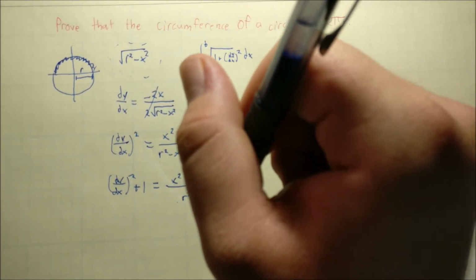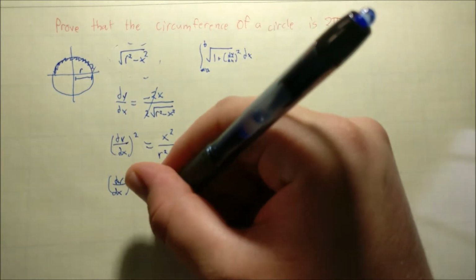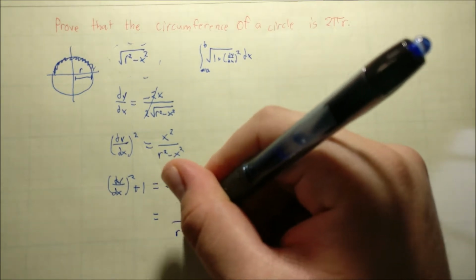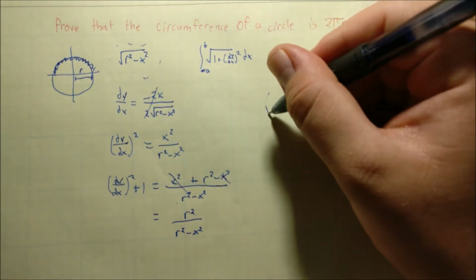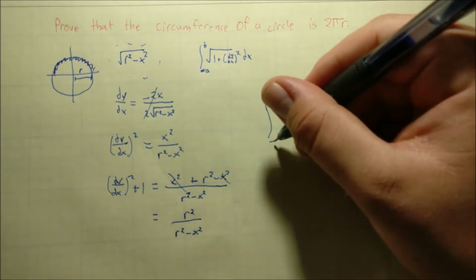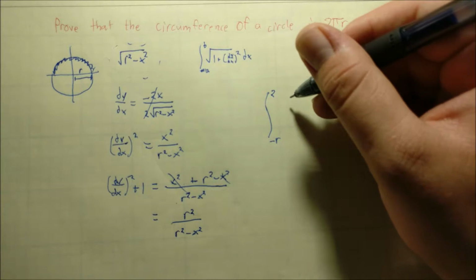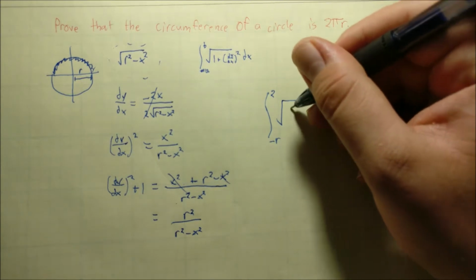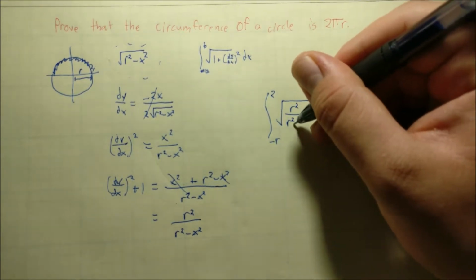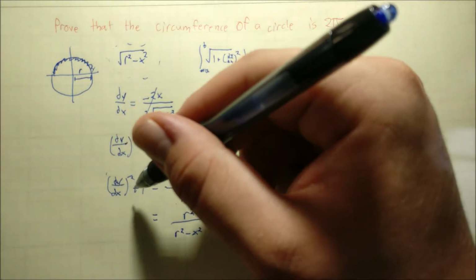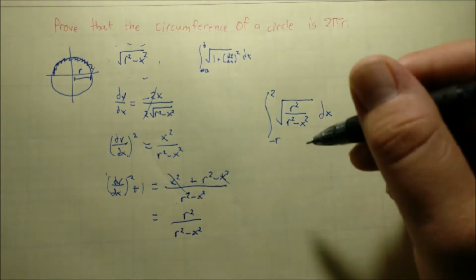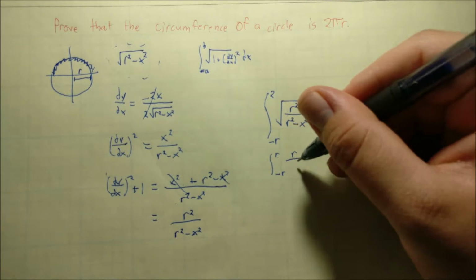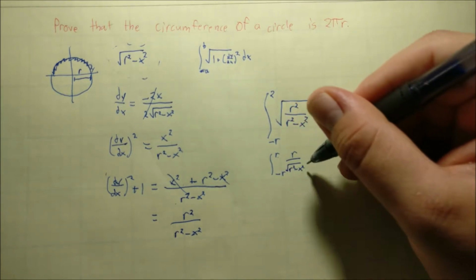Now, how can we evaluate the square root of this? Well, we can do a really simple simplification, which is just getting rid of this. Now we put this back in our integral. So our bounds are from negative r to r, and we want the square root of r squared over r squared minus x squared, because that's what dy over dx squared plus 1 is, dx. So that's the integral from negative r to r of r over the square root of r squared minus x squared dx.